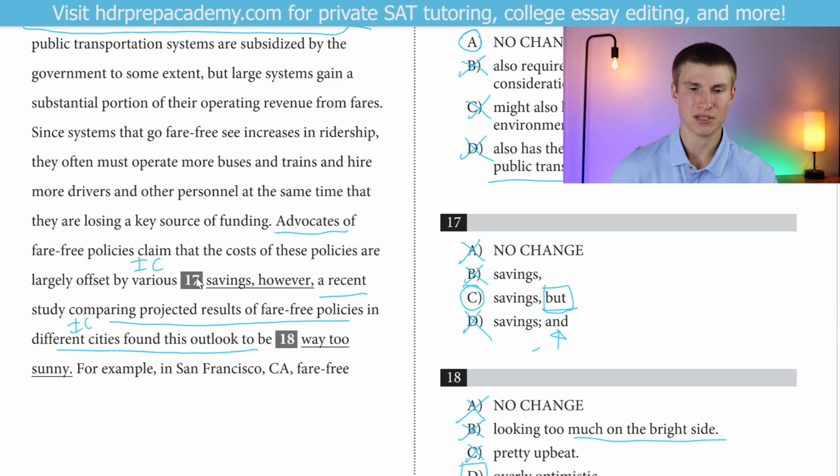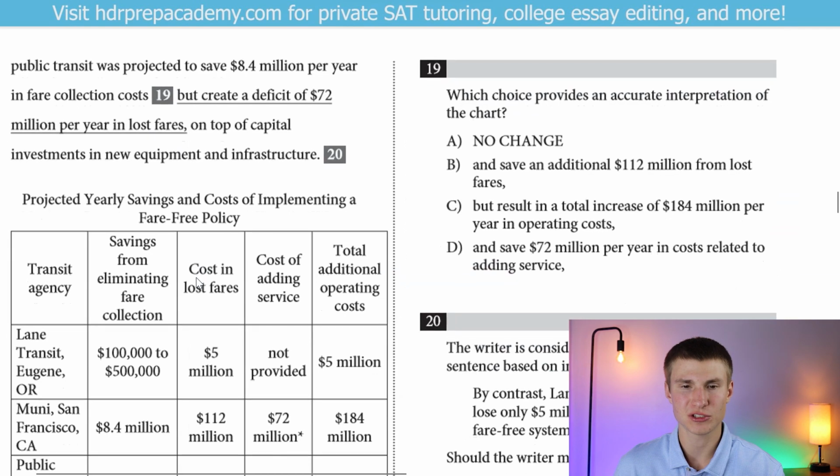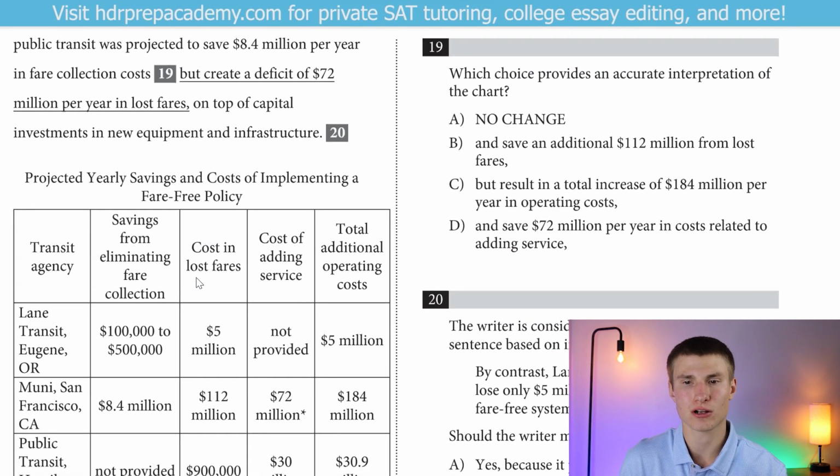Okay, in this case, we're going to be more than likely contrasting, so I'll go ahead and show you this. We have advocates of fare-free policies claiming costs are largely offset by various savings, comma, but now we're providing the contrast of a recent study found that outlook to be overly optimistic. So that's providing that contrast there that supports answer choice C as well. All right, let's go ahead and keep reading. Public transit was projected to save $8.4 million per year in fare collection costs.